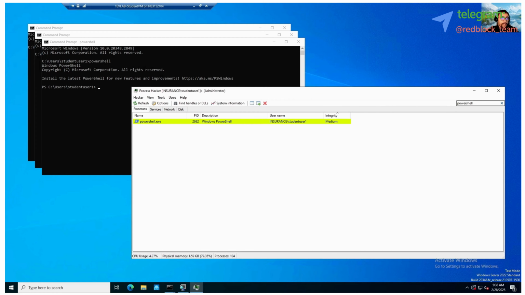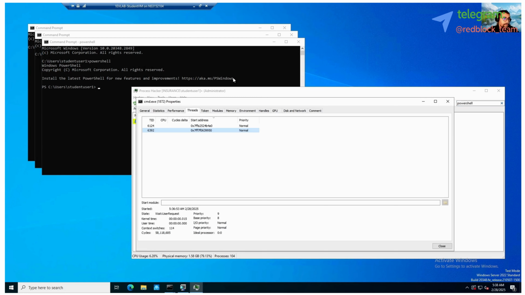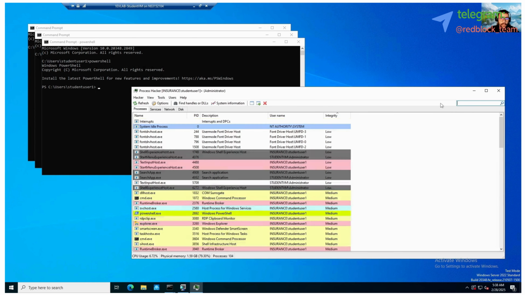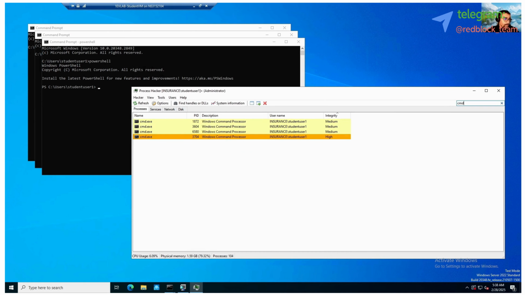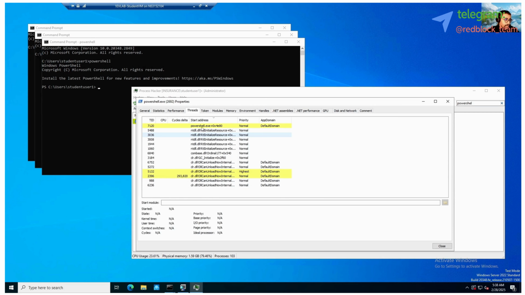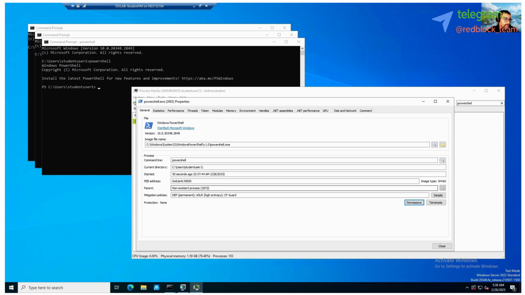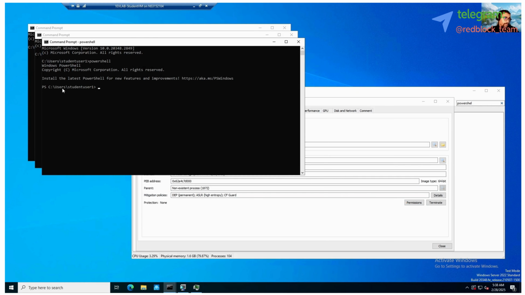And if we kill this CMD with PID 1872, the child remains unaffected. It's terminated, but the PowerShell process remains unaffected, and it tells us that its parent process is non-existent, but it was having this PID 1872, and this is the PowerShell. It's still working.